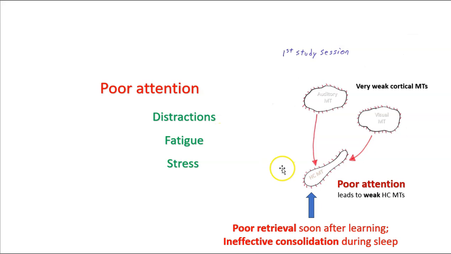Now, attention is key to learning. There are several things that can interfere with learning that are related to attention. So distractions, where we're shifting our attention, can impact learning negatively. Fatigue, again, can have its effect through poor attention, and likewise stress. So these things are not good for learning, and the reason they have negative effects on learning is in part that they're affecting attention.